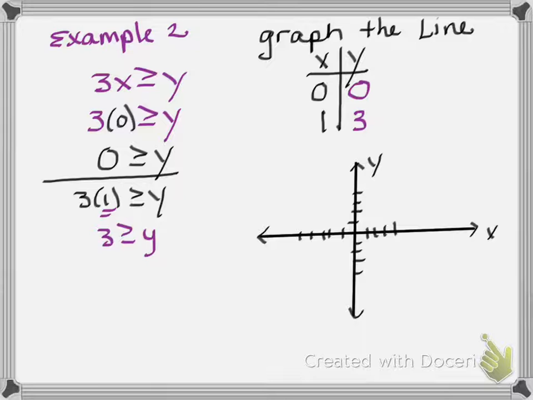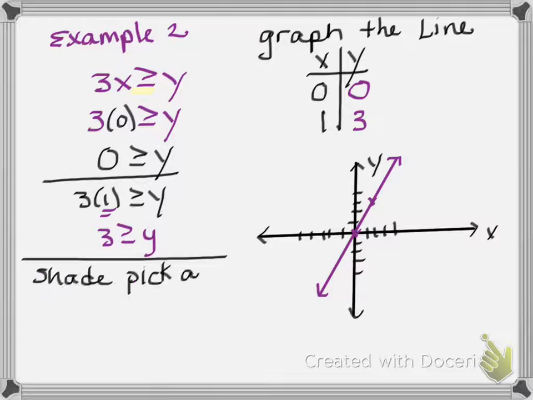Making my little graph. I'm plotting the points 0, 0 and 1, 3. I draw my line. Does it stay solid or does it become a dashed line? Hopefully you're saying it stays solid, and you would be right. But we can't use 0, 0 to test this time, so I'm going to pick another point. And this time I'm choosing 4, 0. I put a little purple line on it to see what I'm choosing. It's on the right side of that line.